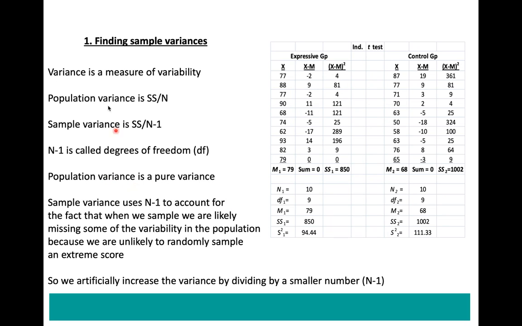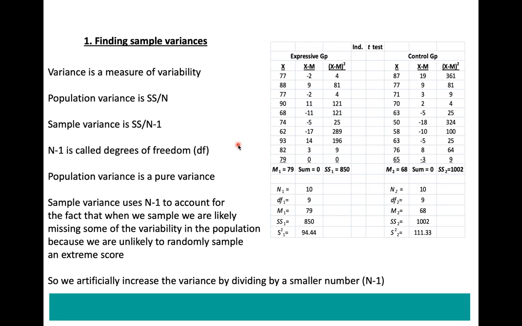When we have a population variance, we take the sum of squares divided by n. But we don't have data on the population. We have data on a sample. So to calculate a sample variance, we say sum of squares divided by n minus 1, which is degrees of freedom.